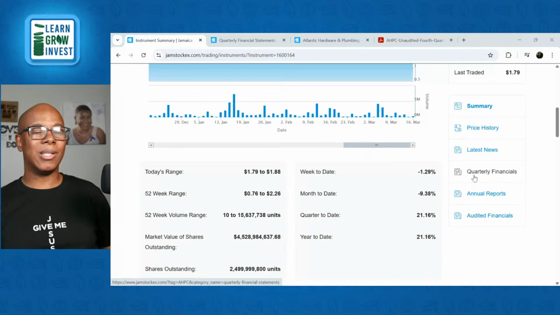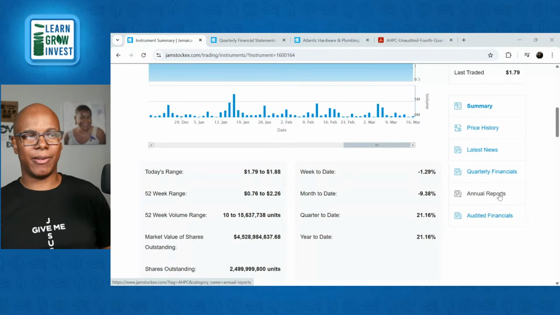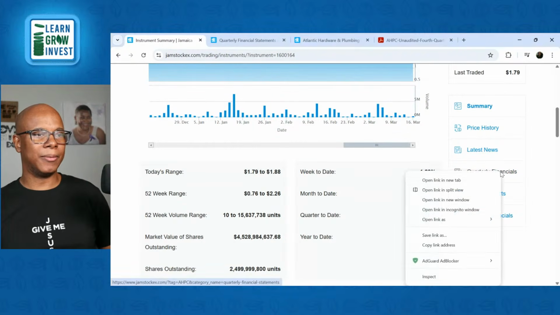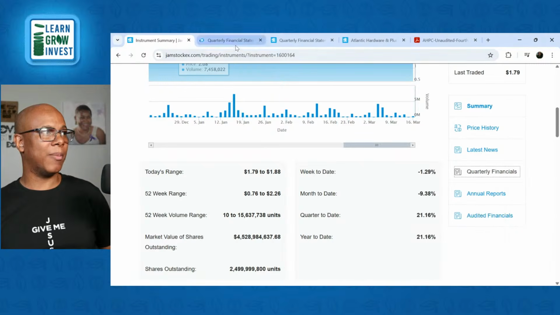So you will see at least quarters 1, 2, 3, and then the 4th one may be included in the audited, and then the annual report is typically due, I believe, 90 to 120 days after the end of their financial year, right? So either way, you can use one of these links to get access to the balance sheet for the company. So I'll start with the quarterly financials. So I'll click on that here. Let me open it in a new tab.